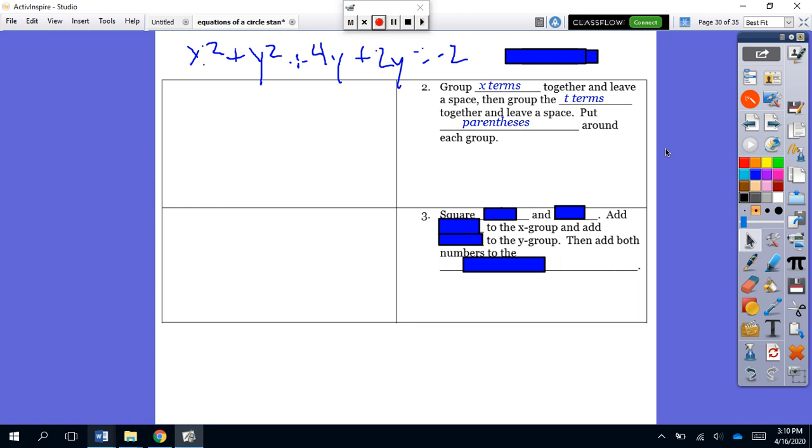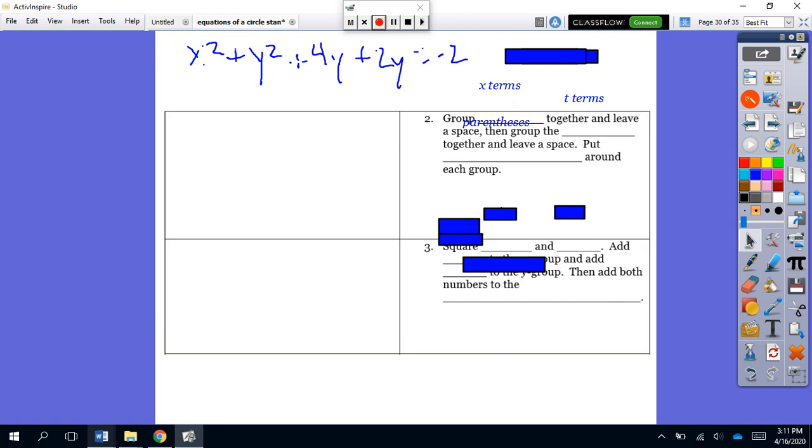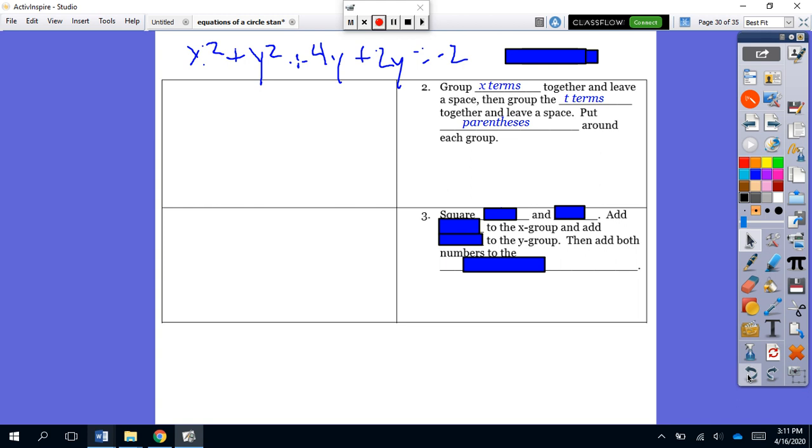So what that's going to look like is I'm going to take the x squared plus 4x plus blank, plus y squared plus 2y plus blank, equals negative 2. It's hard to do this. Okay, so that's your first step.